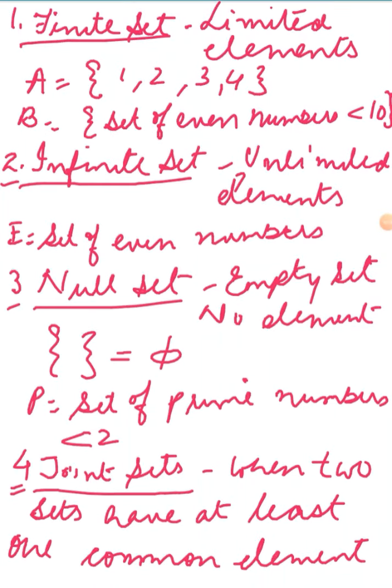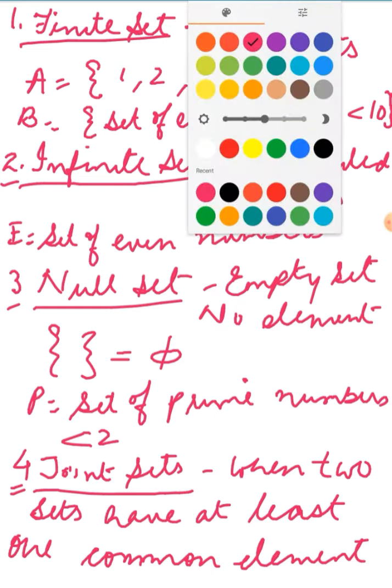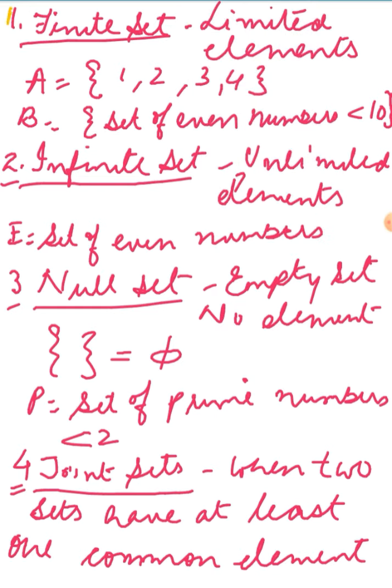Hello everyone. Yes students, we are discussing the various types of sets. The first one is finite set. Finite set means the set which has a limited number of elements, like in set A it is 1, 2, 3, 4. And in the same way, if B is equal to the set of even numbers less than 10, then it is also a finite set.